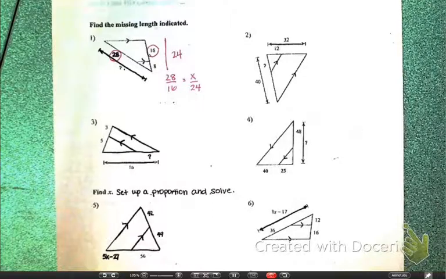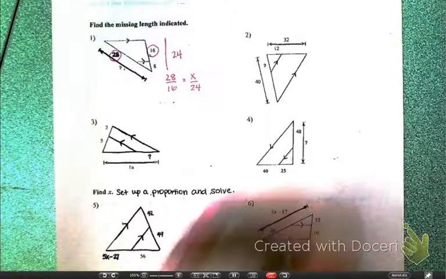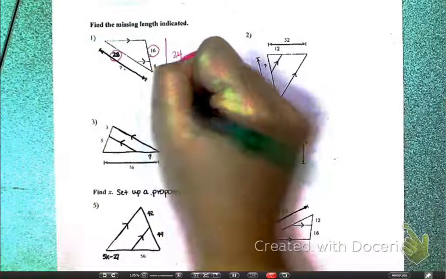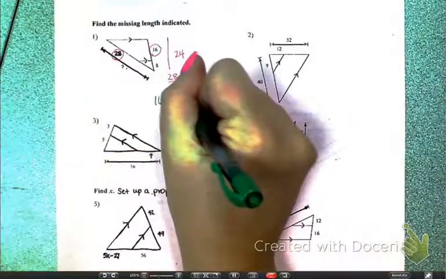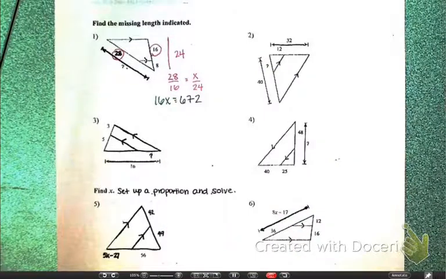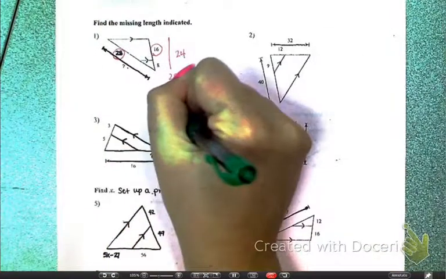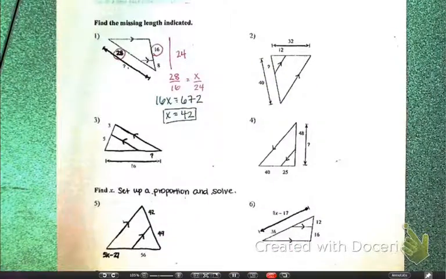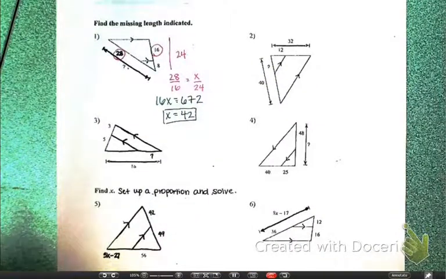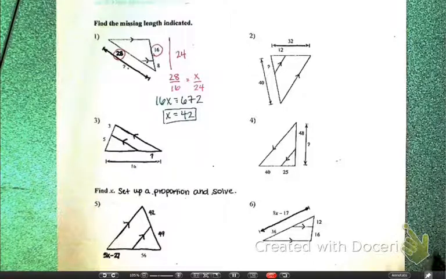When you cross multiply, you get 16x equals 672. And then when you divide by 16, you should end up with x equals 42. So as long as you got 42, you're okay. Doesn't matter how you set up your proportion, even if it's different than mine.